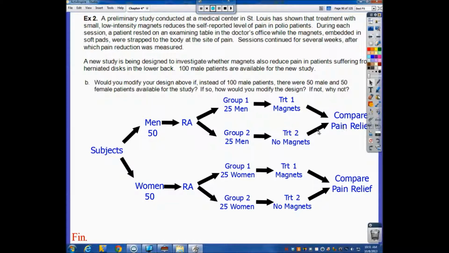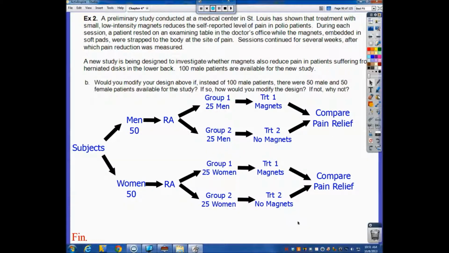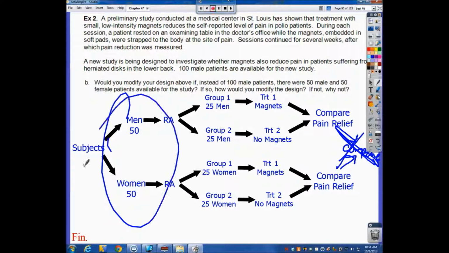And in the end, we compare our men to each other, and we compare the women to each other. Again, there is no ultimate comparison at the very, very end. Okay? There is no other arrows leading down to say, let's compare overall. We are not going to do that. That's why we split them up to begin with.